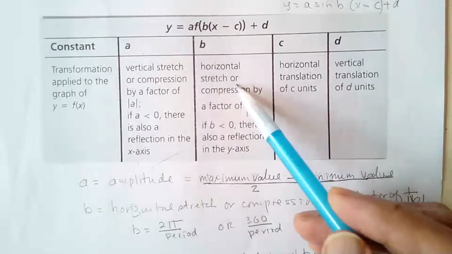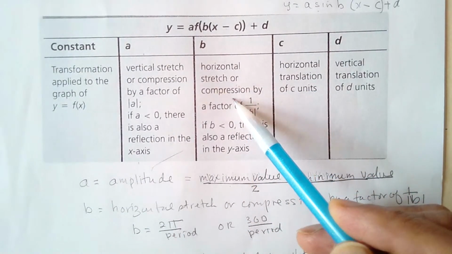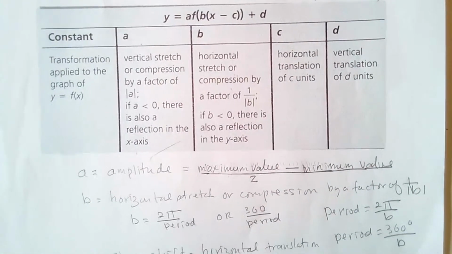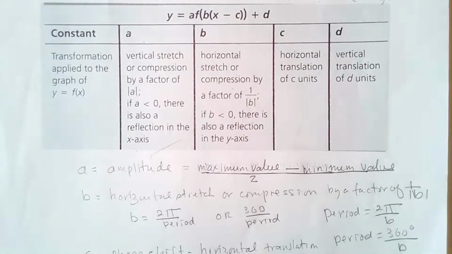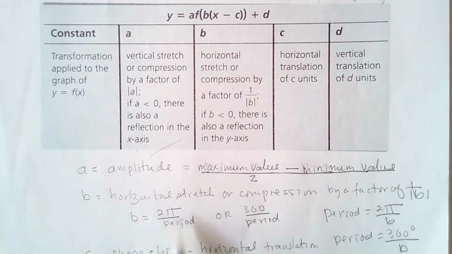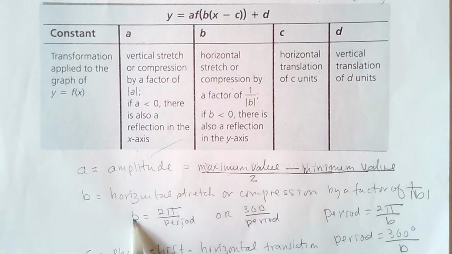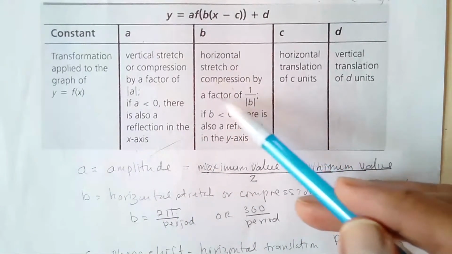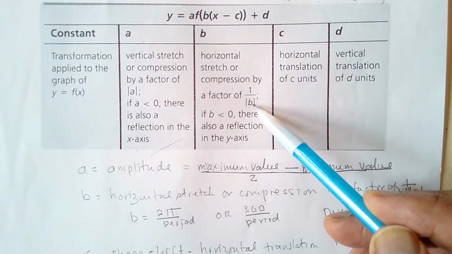The b is a horizontal stretch or compression. In other words, it will reduce or increase the length of the period. So remember, we have that b is 2 pi over the period. So whatever the period is we take 2 pi divided by the period, and that will give you the value for b. So if b is a fraction, or between 0 and 1, we have a stretch. If it's a whole number greater than 1, we have a compression. And it's by a factor of 1 over absolute value of b.